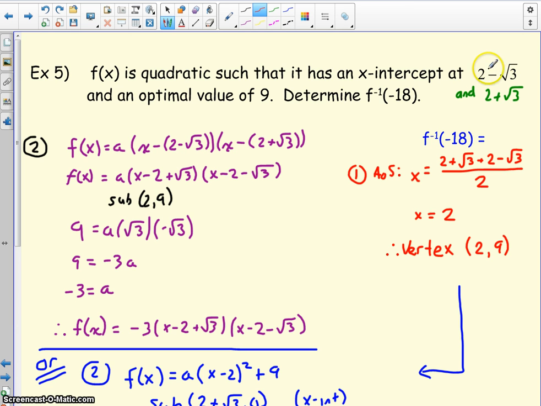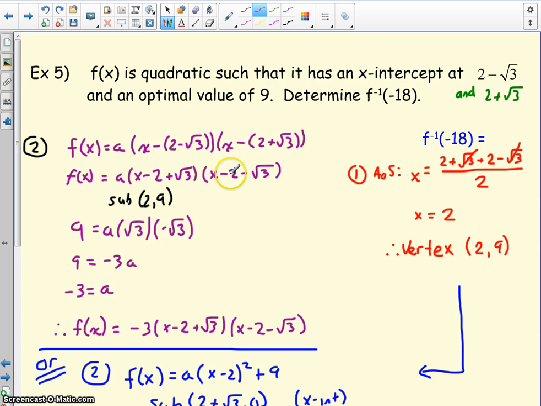So I took my two x-intercepts, 2 plus root 3 and 2 minus root 3, added them together, divided by 2. The root 3's cancel nicely, so you wind up with an axis of symmetry of 2. So that gives me a vertex of (2, 9). And this is where the approach that you take might have been a little bit different.